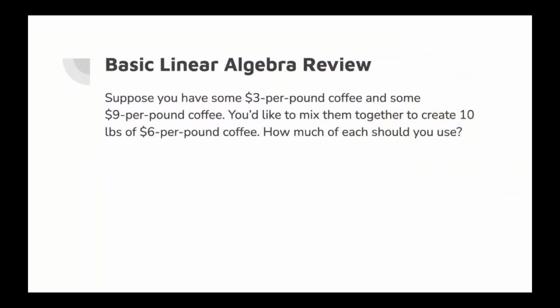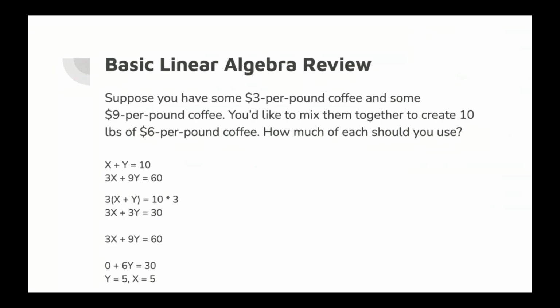So I'm going to go through a really basic linear algebra problem, the sort of thing you might have solved in high school. So suppose you have $3 per pound coffee and some $9 per pound coffee. You'd like to mix them together to create 10 pounds of $6 per pound coffee. How much of each should you use? And of course, you can create two equations for this. One is just x being the $3 per pound coffee and y being the $9 per pound coffee. Add them together and you get 10 pounds of coffee. And then 3x plus 9y equals 60, representing the cost of each of the coffees and the total cost.